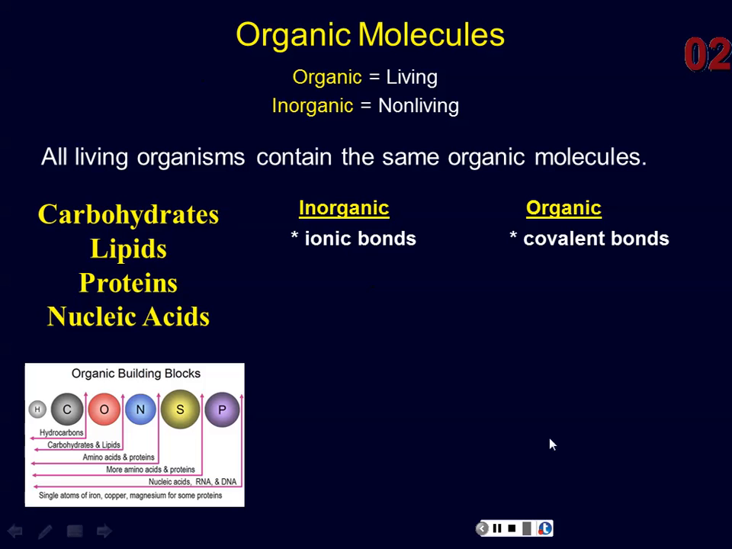Inorganic molecules obviously contain ions, and organic molecules always contain hydrogen and carbon. Carbon especially. I want you to associate organic molecules with carbon. So if I give you a list of molecules on the exam and say pick out the ones that are organic, what are you going to be looking for? Hydrogen and carbon.